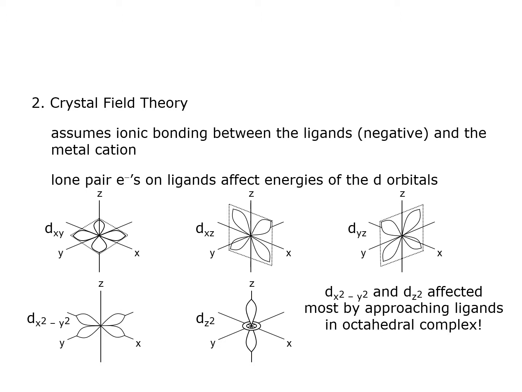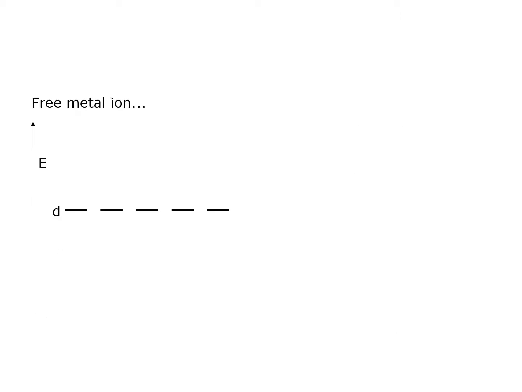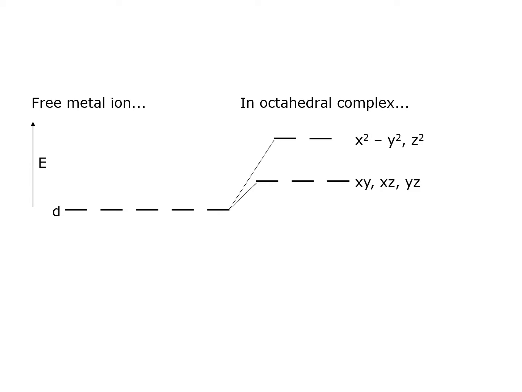Let's take a different view of this. Let's consider the energies of our d orbitals. In a free metal ion or atom, these orbital energies are all the same. The word for that: degenerate. The orbital energies are degenerate. In the presence of the ligands, however, these orbital energies are all going to increase. But two particular orbitals will see a far greater increase. They are, again, the dx squared minus y squared and the dz squared.